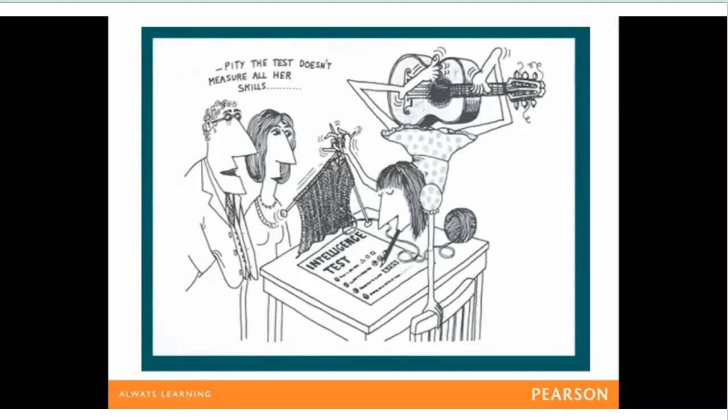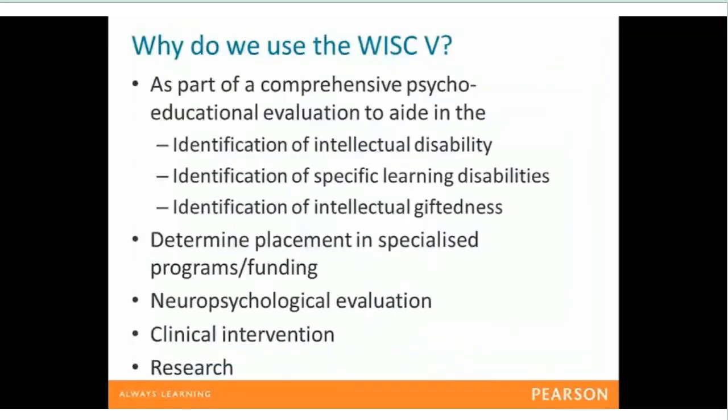So the WISC-V, of course, is used as part of a comprehensive assessment, as part of a complete battery. It doesn't tell you on its own everything you need to know about the child, but I think what you'll find as we go through today is that the WISC-V actually does give you more information about the child than the WISC-IV did. And we use the WISC-V as part of a complete comprehensive psychoeducational evaluation.